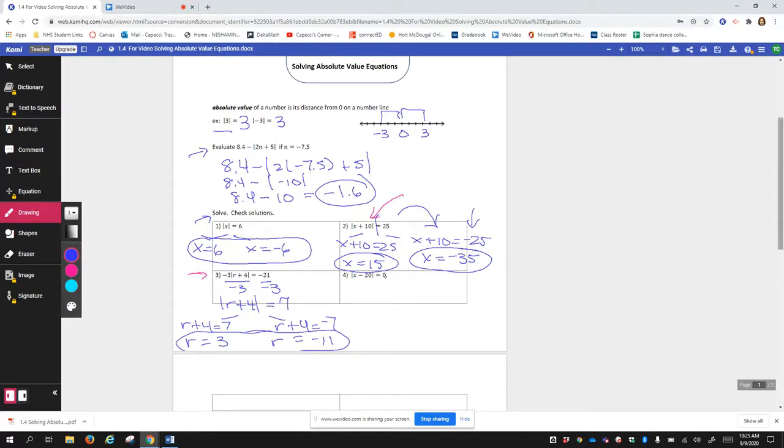Now, number 4 is slightly different. So I have it equal to 0. Now 0 is a neutral number. So there is no splitting involved here. So I just have x minus 20 is equal to 0. So x is equal to 20. Because 0 is neutral, I don't have a plus or minus. So that's the only instance in which I'm just going to get one answer.